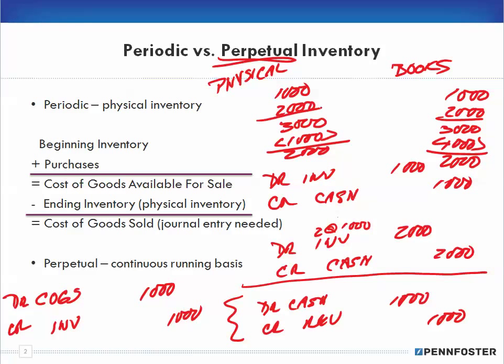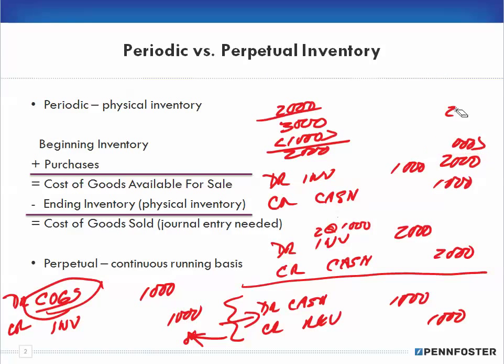Okay, so with perpetual inventory, every time you put something into physical inventory, you make an entry on your books. Every time you take something out, you make the entry on your books. But when you take something out, meaning you sold it, you have to make two entries. One, you're going to record the sale, and two, you're going to record taking it out of the physical inventory and putting it over to cost of goods sold.